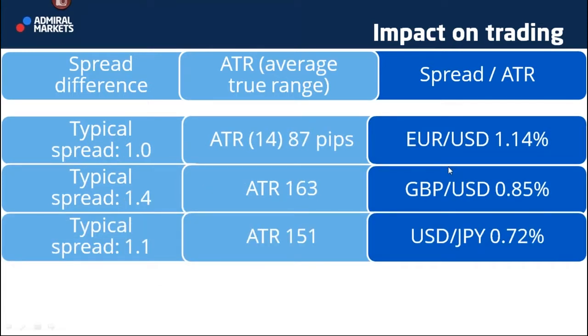Let's take a look at some others just to give you an idea. All right, the euro dollar, for instance. It had a low ATR. The spread was the lowest, typically, but the ATR was lower too. So the relative cost of the spread was actually the highest of these three. Do you see that? 1.14%. The others, the pound dollar and the dollar yen, were both below 1%.